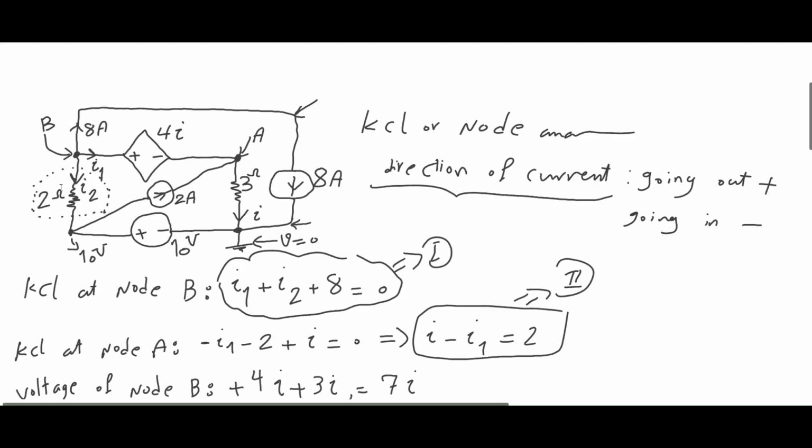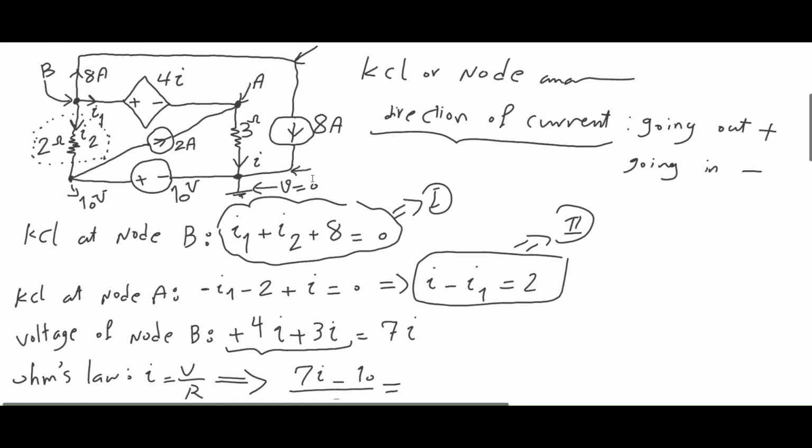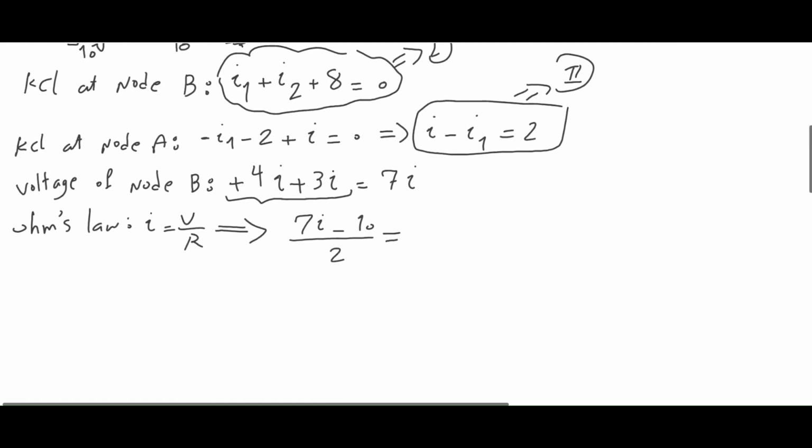So what is the voltage of this branch? It's the voltage of this node, node B, which is 7I over here, minus the voltage of the tail, which is 10 volts. So 7I minus 10 is the voltage, divided by 2. So (7I minus 10) divided by 2 is the current I2, the current of this branch here. There you go. I have one more equation now.